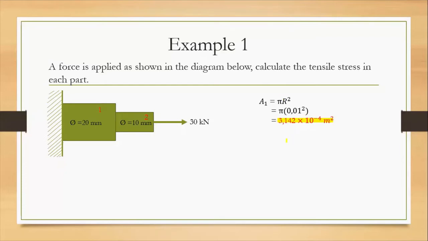All right, so area number one is calculated. So we have to find area number two. There's area number two. The diameter is 10, so the radius is 5. So I use pi r squared in my equation. So here will be your area number 2. Once you have area 2, now we can calculate the stress on 1. The stress on 1 is force over area 1. Remember, the force on both parts is going to be equal. So it's 30 kilonewton, which is 30,000, divided by area number 1, which we've calculated, then we get 95.481.